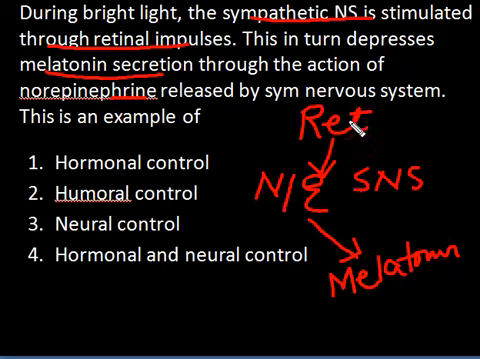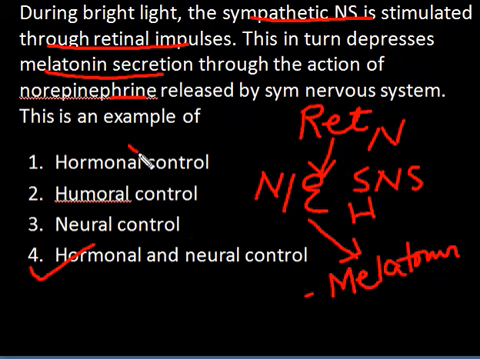In the first part, retinal impulses, which are nervous impulses since they travel through the optic nerve, act on the sympathetic nervous system and cause release of norepinephrine. So here it is nervous control of secretion. So the nervous control causes secretion of norepinephrine, which is a hormone. Then norepinephrine decreases the secretion of melatonin. So here it has action on another hormone. So this is hormonal control. So therefore the correct answer here would be both hormonal and neural control.